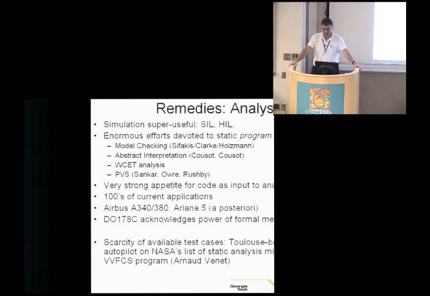Thus, the tools devoted to static program analysis, named model checking, abstract interpretation, are competing approaches to software verification. And these are mostly interested in making sure that the state space of the software being examined never gets into some dangerous area. Okay. Then you have other tools, for example, for worst case execution time analysis.